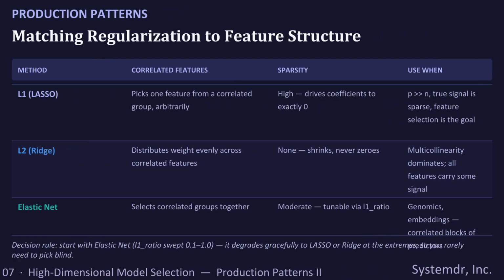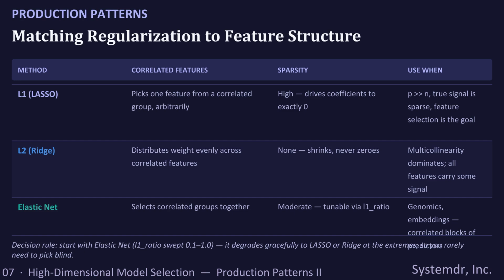Once you've decided how many features to keep, you still have to decide how to constrain the coefficients on whatever remains. This table compares your 3 main options. L1, or Lasso, drives coefficients exactly to 0, which gives you sparse, easy-to-explain models. But when several features are correlated, Lasso picks one of them somewhat arbitrarily and zeroes out the rest, which means your selected feature set can be unstable across retrains. Use it when your true signal is genuinely sparse, and feature selection itself is the goal.